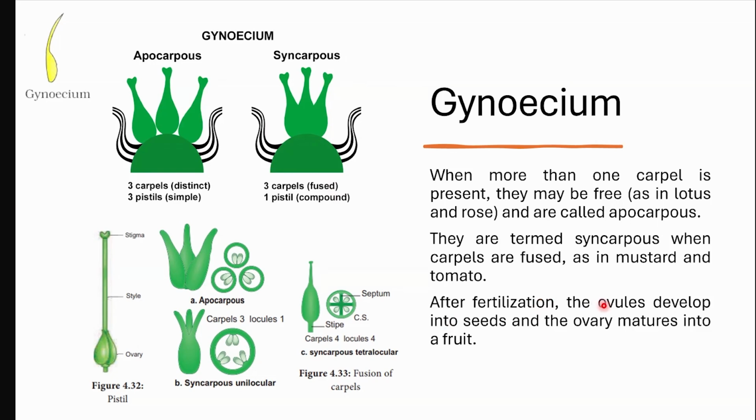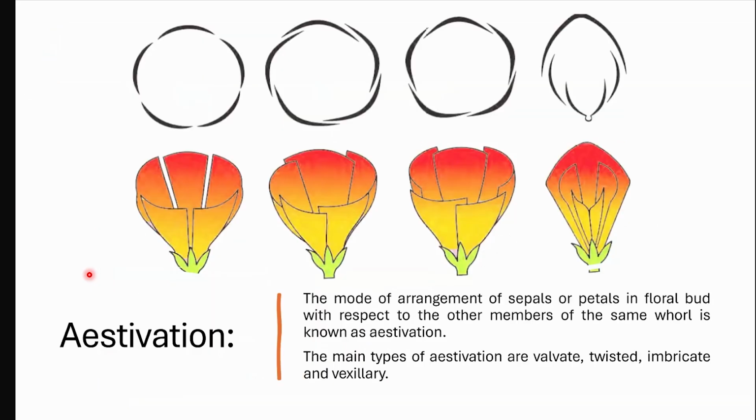After fertilization, ovules develop into seeds and the ovary matures into a fruit, right? So if the pollen successfully comes to the stigma and is able to fertilize the ovule inside the ovary, what will happen? The ovule will develop into a seed and the ovary will develop into a fruit, right?